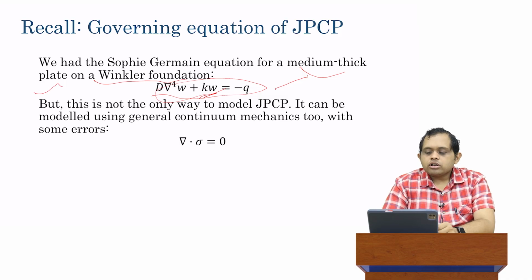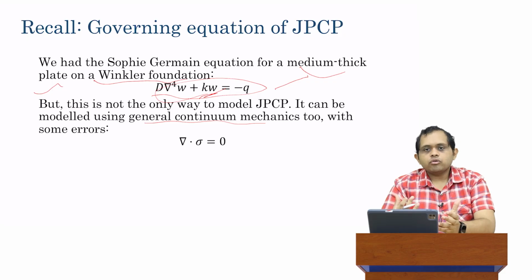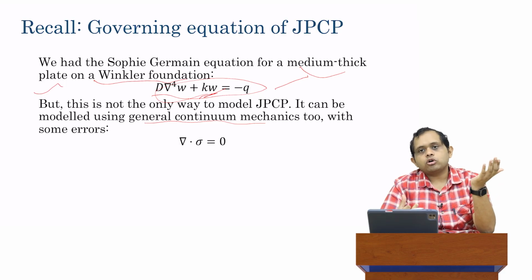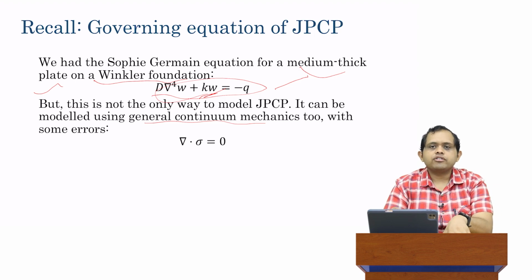It can also be modeled using something called general continuum mechanics. There is a class of theory called continuum mechanics, and within continuum mechanics, you can have a general continuum mechanics which can define any elastic solid body. So whether you're analyzing a JPCP slab, or a column, or a beam, all of these can fundamentally be analyzed using a common theory, which is general continuum mechanics, of course with some errors involved.